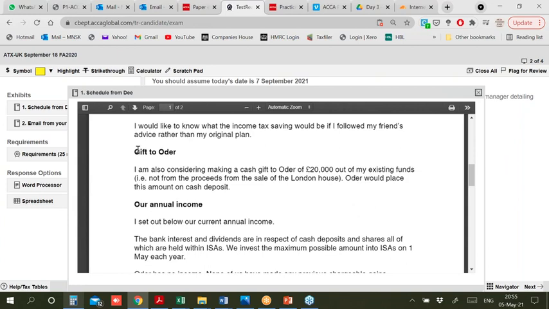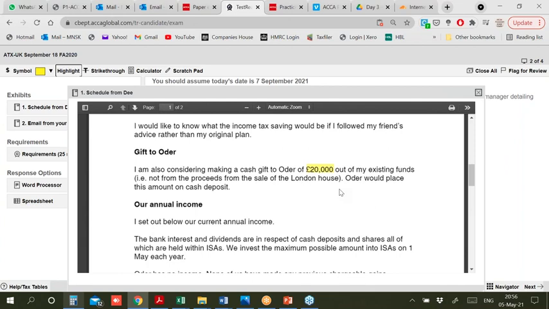Okay, gift to Order. Yes, this was one of the parts of requirement A. I'm also considering making a cash gift of 20,000 out of my existing funds, not from the proceeds from the sale of London house. So this 20,000 does not have anything to do with those proceeds, or Order would place this amount on cash deposit. Now, I do not know the exact requirement because I have not gone through the detailed requirement in full. But one thing I know is that as far as CGT is concerned, cash gifts are exempt from CGT. So if she makes a cash gift to her son, it will be exempt from CGT scope.